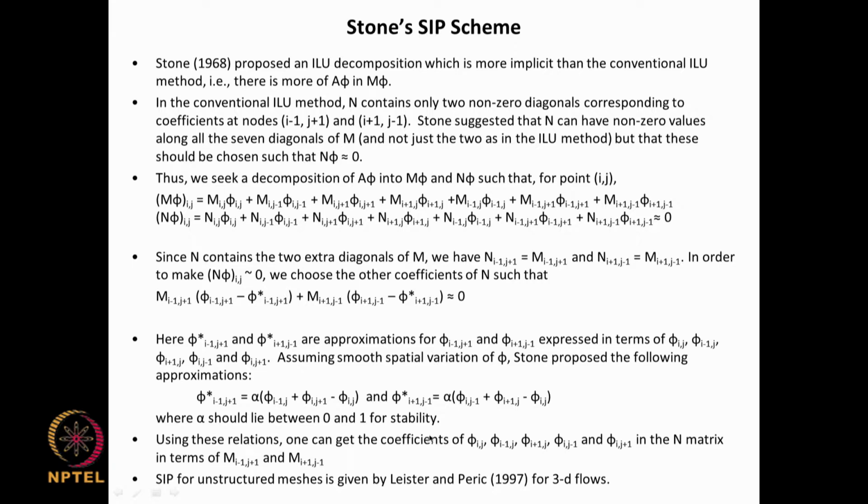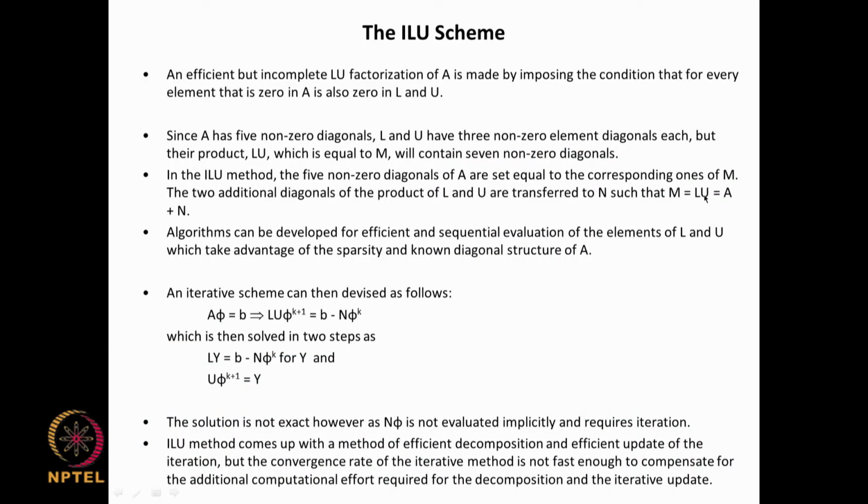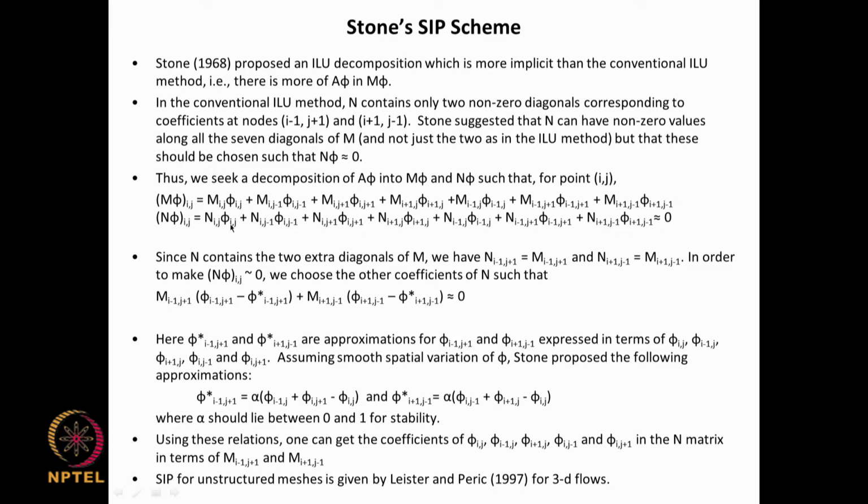So, with these conditions, it is possible for us to come up with again a sequential and efficient evaluation of elements of L and U. Okay. So, it is possible to have a sequential and efficient evaluation of the elements of L and U such that M is equal to LU, and it is almost equal to A, it is equal to A plus N, but N is close to 0, because that is a condition that we have imposed in deriving these coefficients here.